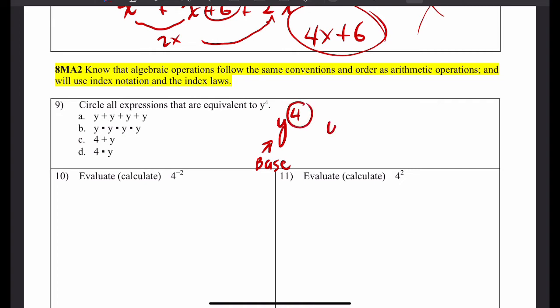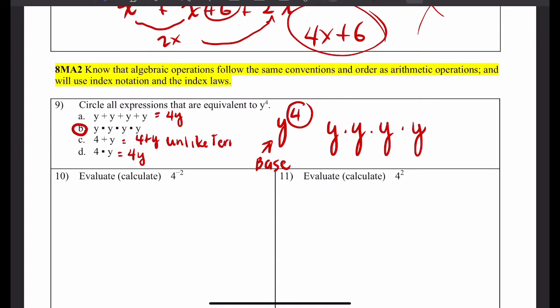So this would be y times y times y times y. So the only answer is B. y plus y plus y plus y is equal to 4y. That is simple multiplication. 4 times y is equal to 4y. And 4 plus y is just 4 plus y because they are unlike terms.